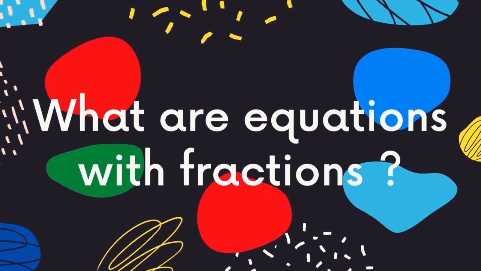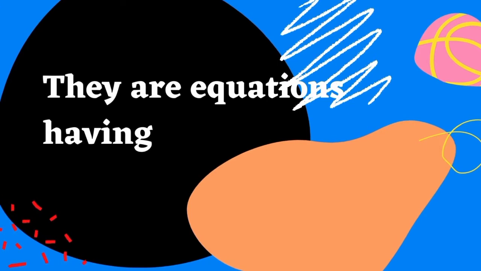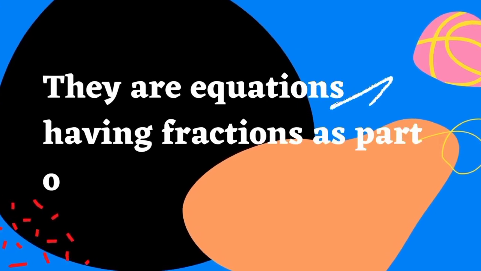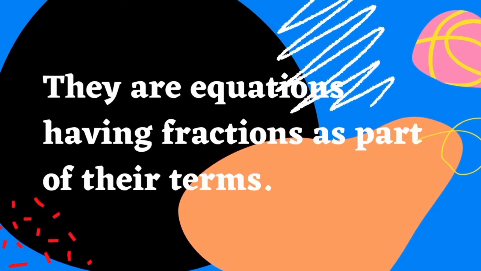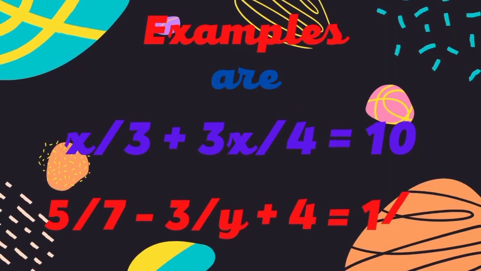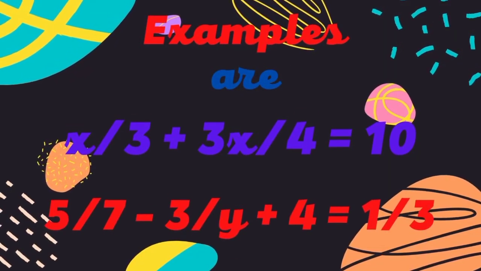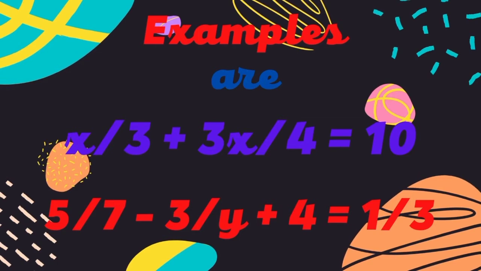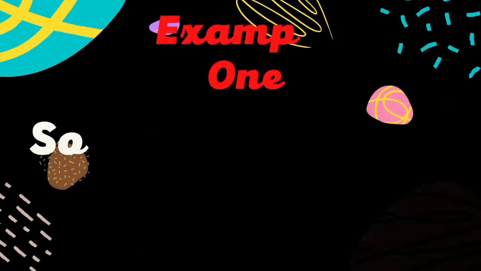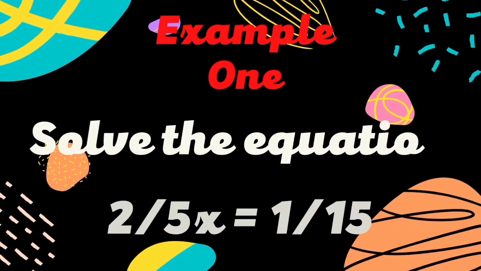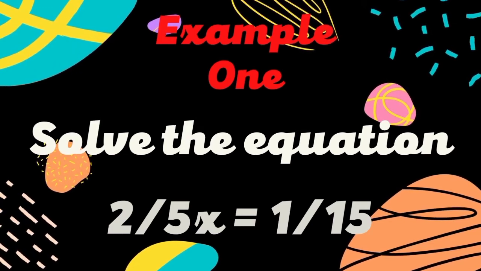Now, if you are through with that exercise, let us take a look at what equations with fractions are. Equations with fractions are simply equations that have fractions in their terms. That is to say, fractions are part of their terms. For instance, we have x over 3 plus 3x over 4 equals 10, and many other examples. Let's take a look at the first example here.